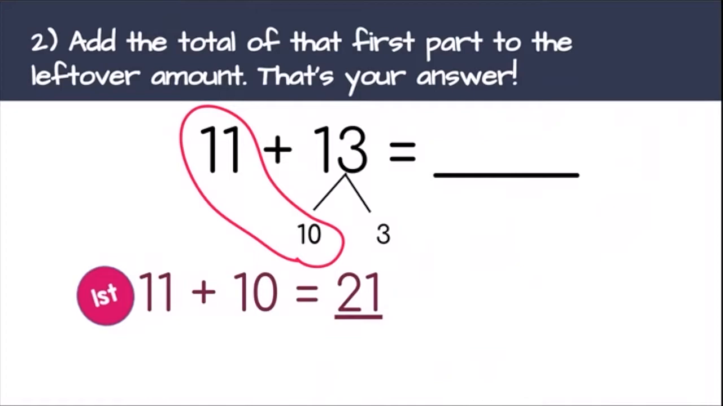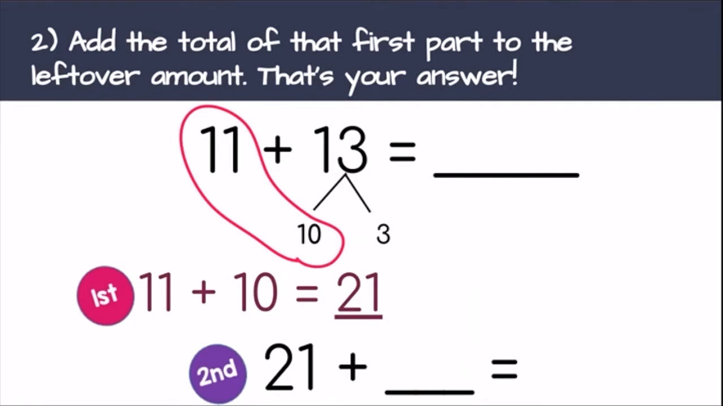Now I'm ready for the second step. The second step is to take that amount I just found in step 1, so 21, and add that to the total that's left over. So I have my 21 plus blank, and now I'm noticing that this 3 is the amount that we have left over. So that is what I add to 21 to solve my problem. 21 plus 3, I can count up and I get 24. That's my answer, so I need to make sure I go back and write my answer to the equation above.